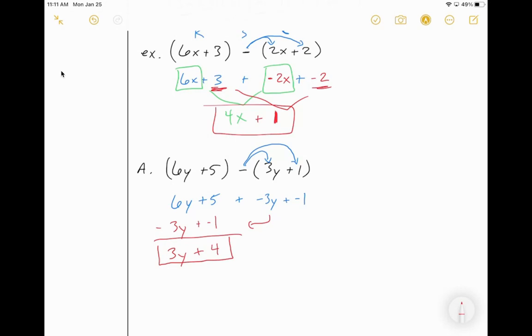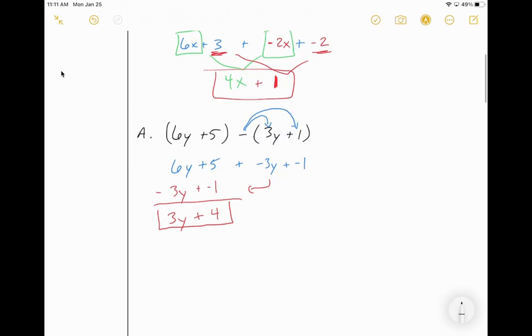You guys ready to try one on your own? Let's have you guys try one here, okay? Okay, here we go. Okay, try this one on your own.